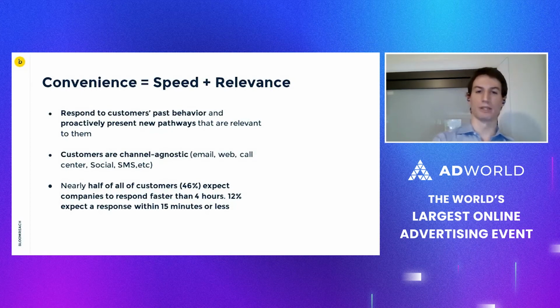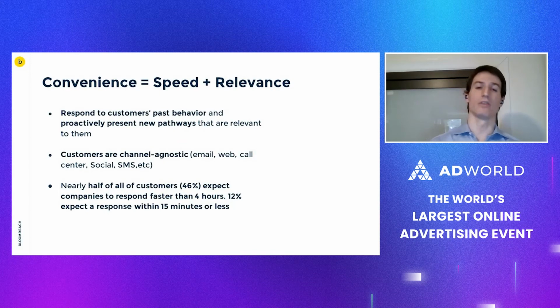That's the relevance piece, but also relevant in terms of channel. So customers are channel agnostic for the most part, right? When I engage with a major brand or even a small brand, I don't think about engaging with the email team versus the web team versus the social team. To me, I'm just engaging with that brand. And so the ability to deliver a consistent, relevant experience across all those channels is part of this as well.